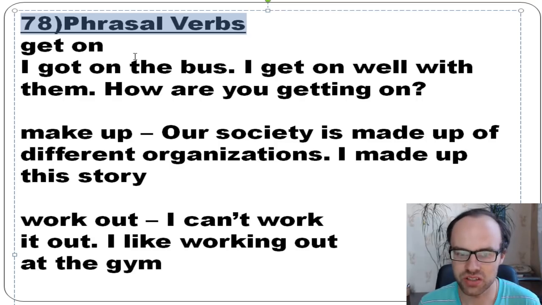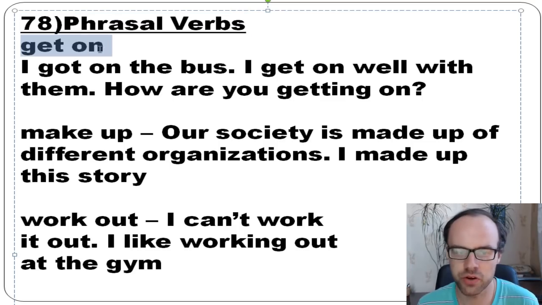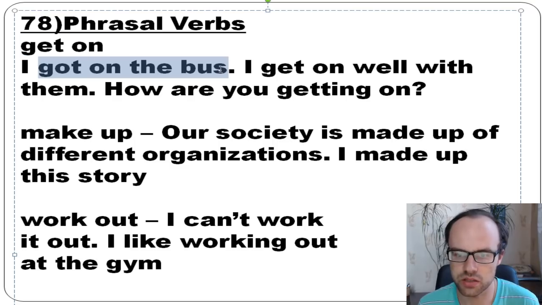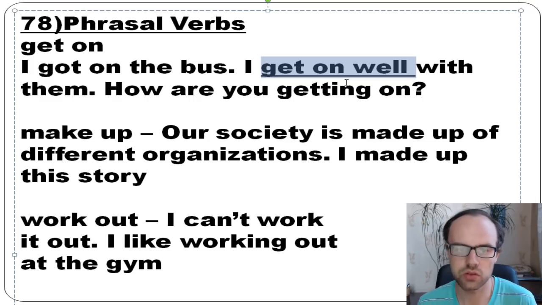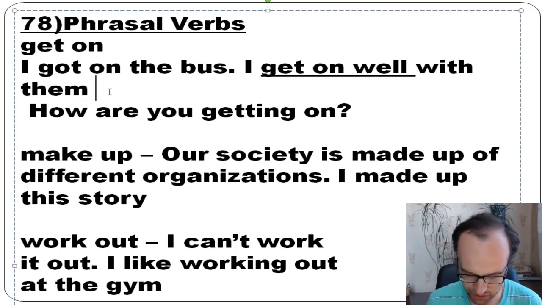Okay, so get on. Look, it has several meanings, and you know that sometimes phrasal verbs have more than one meaning, but you need to know just the main meaning, maybe two or three meanings. I got on the bus is the first meaning. I wanted to take it, and then I got on the bus. And you know, get on well means to have good relations. I get on well with them. It means I have good relations.